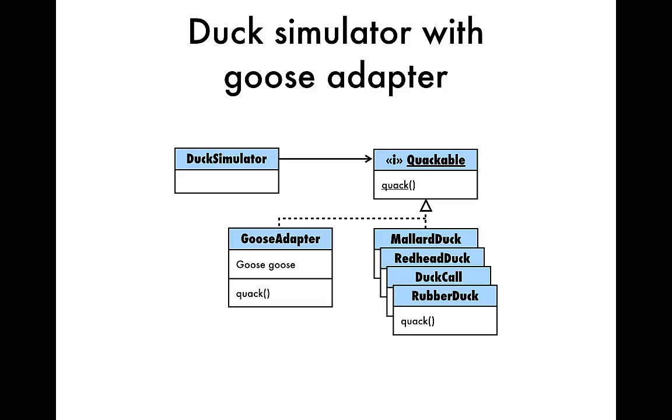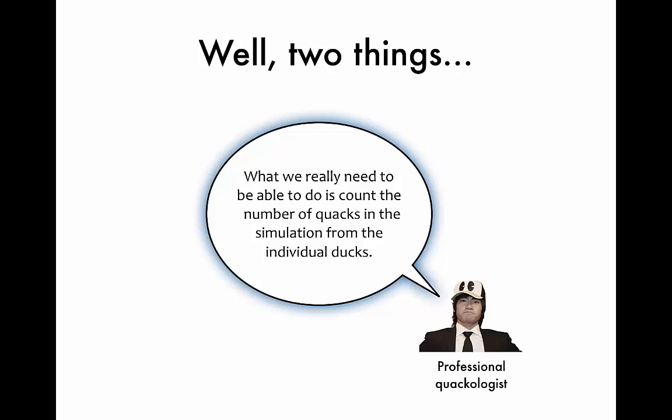Okay, so here's the simulator with the goose adapter. And the quackologists are quite pleased with what we were able to achieve. However, at our next meeting, they want to know if we can add the ability to count the number of quacks from individual ducks in the simulation. And of course we can. And we can use a design pattern to do it. But which one? And what code needs to be modified? And I will tell you that this one is a little bit tricky. Please pause the video and see if you can figure it out.